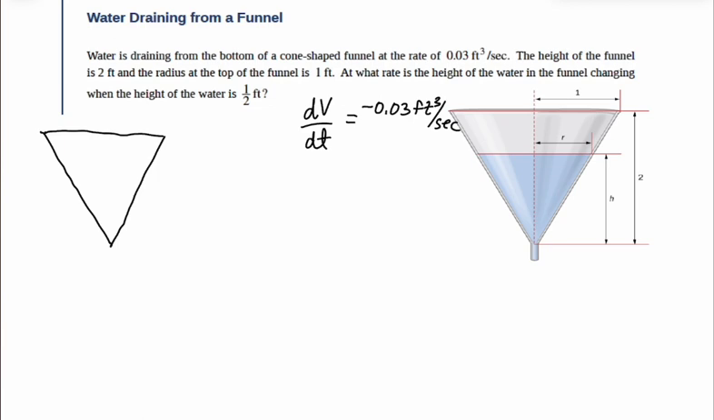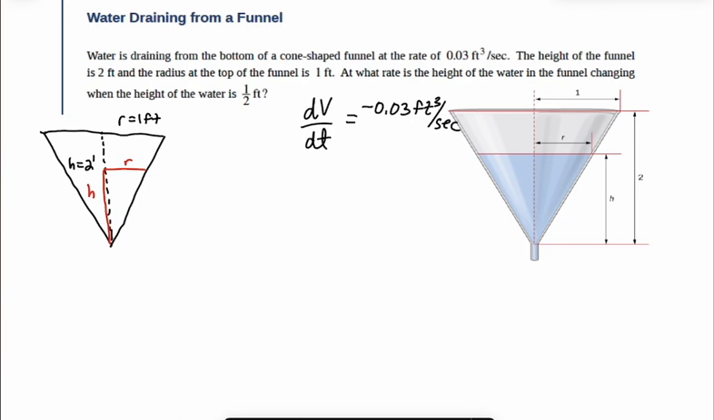Now let's read the second piece. It says the height of the funnel is 2 feet and the radius of the top of the funnel is 1 foot. So what we know is if it was filled all the way to the tippy top, the radius would be 1 and the height would be 2. Now, let's think about the fact that we are losing water, we're losing volume. So at some particular time, we are at some generic R and H.